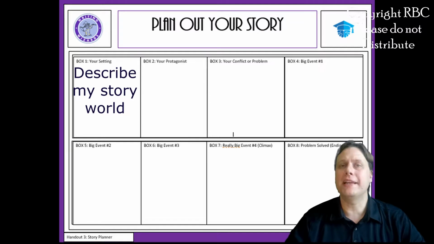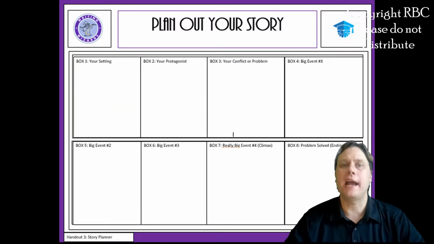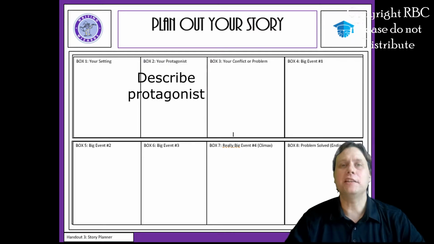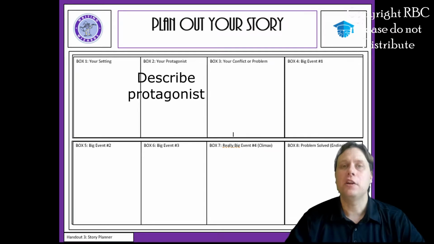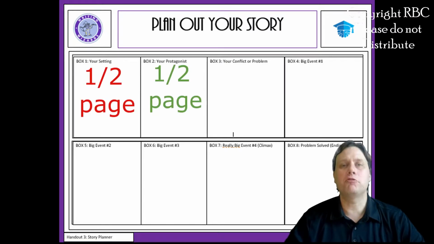Then you're going to bring in your main character, your protagonist. So in the second box, I'm going to write describe protagonist. But when I actually write the story, I'm going to write at least half a page just describing my story world and just describing my protagonist. I'm going to write a great mind picture for each of those.